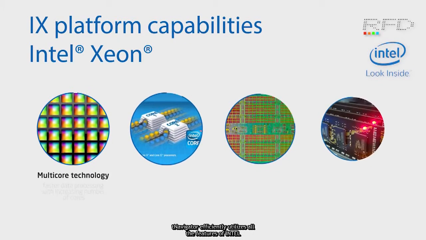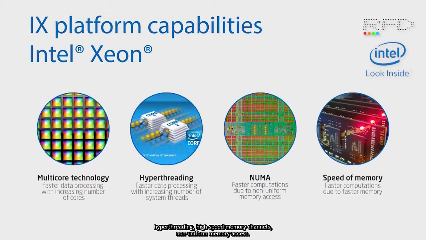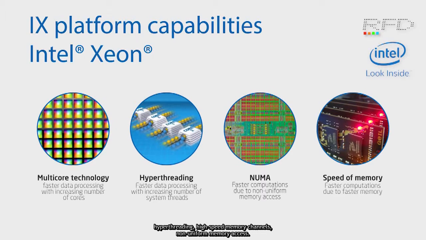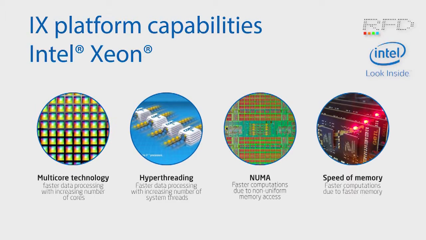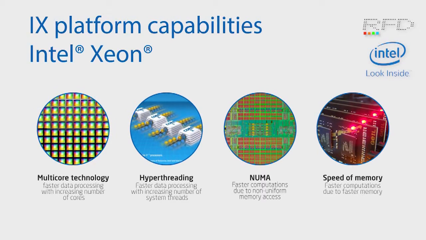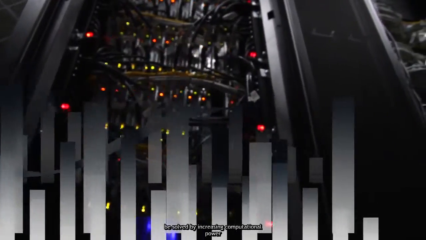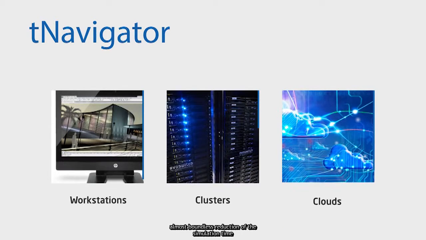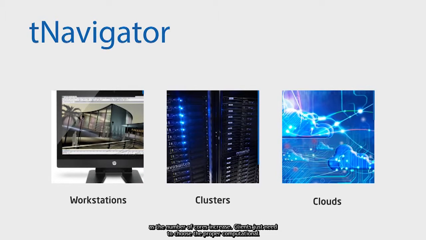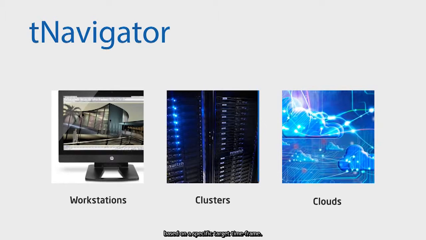tNavigator efficiently utilizes all the features of Intel Xeon-based platforms, for example, multi-core architecture, hyperthreading, high-speed memory channels, and non-uniform memory access. In case the model is complex, but the project is urgent, the issue can always be solved by increasing computational power. Outstanding scalability of the solver in tNavigator allows for almost boundless reduction of the simulation time as the number of cores grows. Clients just need to choose a proper computational platform based on the specific targets and timeframes.